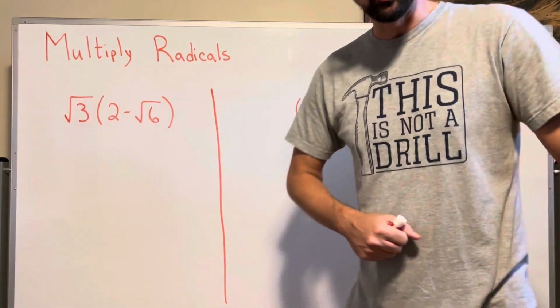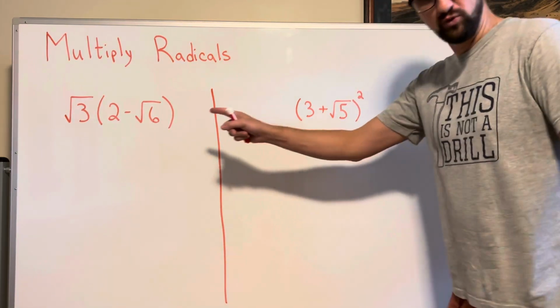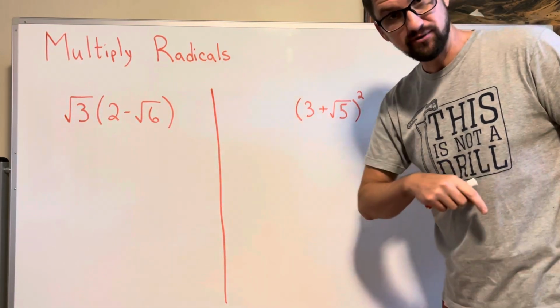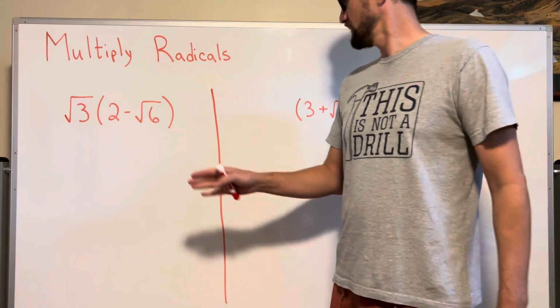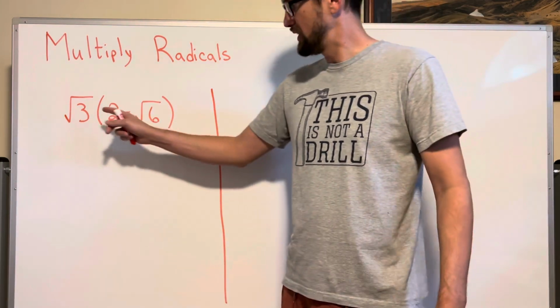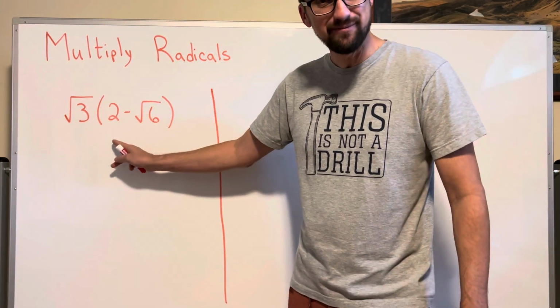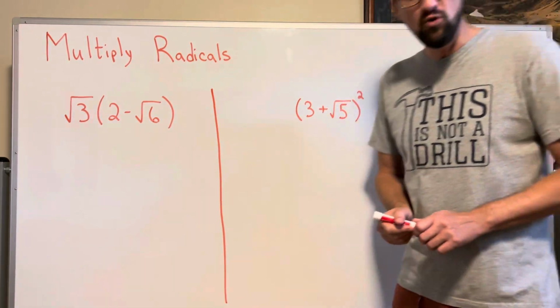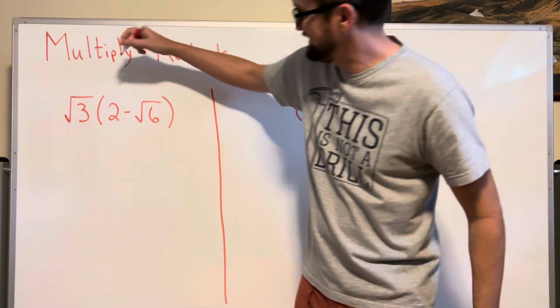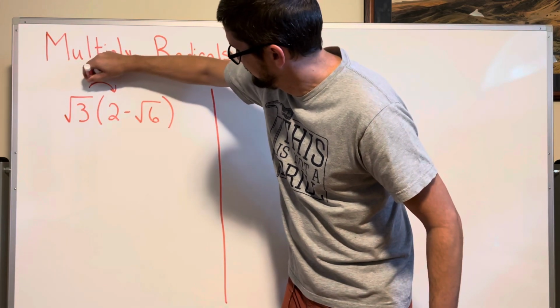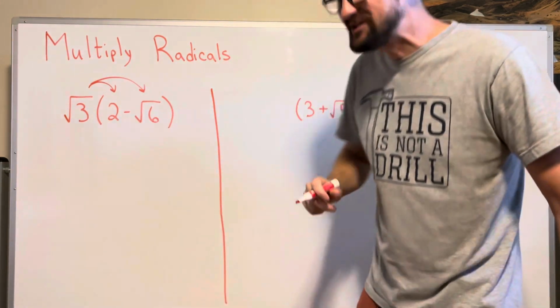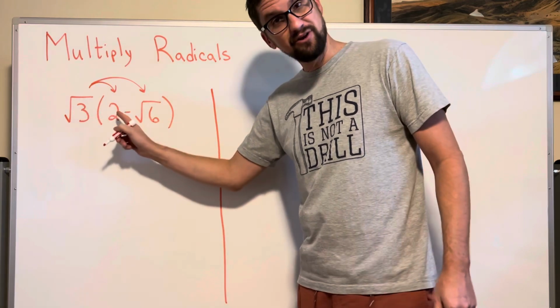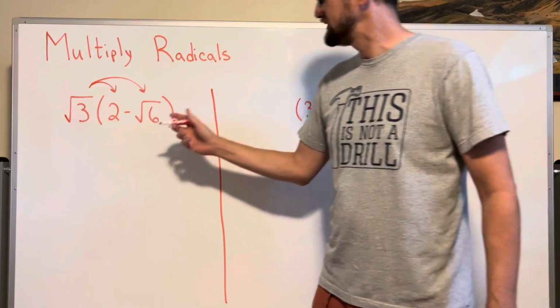Multiply radicals. We're going to look at two problems. This first one, we have square root of 3 times a binomial. What you want to do here is distribute the square root of 3 to each of these.